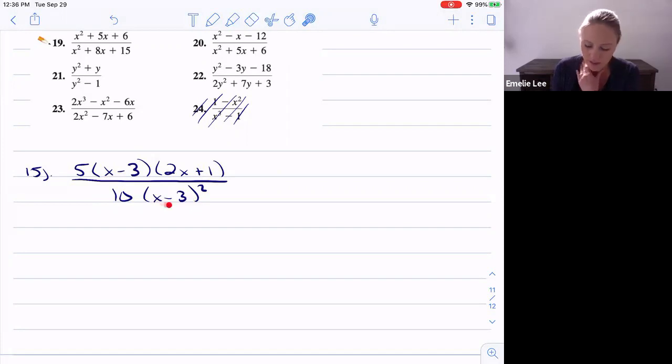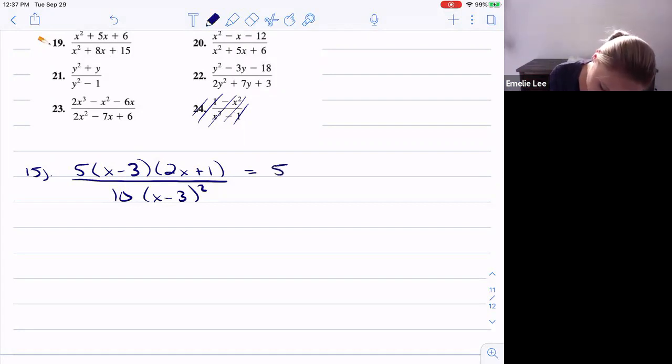I'm going to rewrite this x minus 3 squared as x minus 3 times x minus 3 to really illustrate that I'm actually breaking out this common factor, and then I'm able to cancel. As well as the 10. The 10 I'm going to rewrite as 2 times 5 to be able to cancel with this 5 up here. So you're just scanning for things that you could pull out to make this simplified.